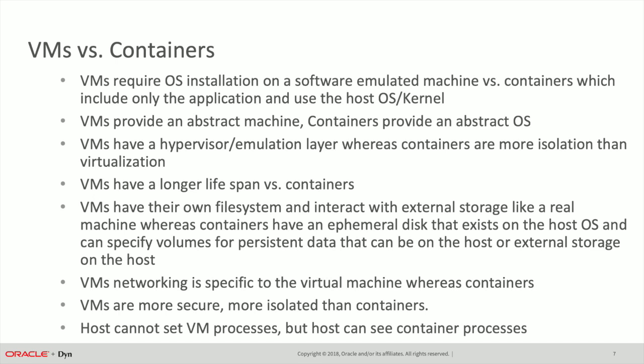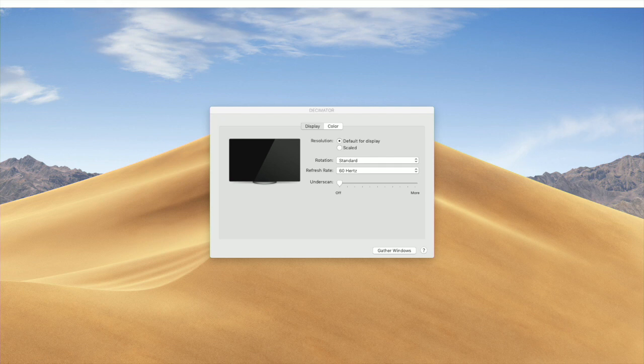Virtual machines are more secure and more isolated than containers. With containers, they are running on the OS, and on the OS you can view the processes that are running within the containers. Whereas with a virtual machine, you don't know what's on your host machine, you don't know what's running on those virtual machines. I misworded that earlier: the host can't see the VM processes, but the host can see the container processes.